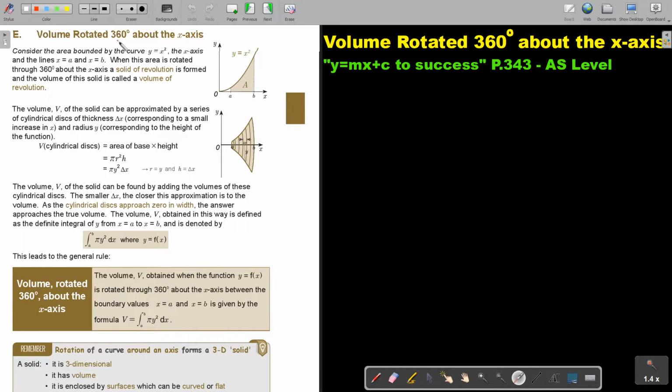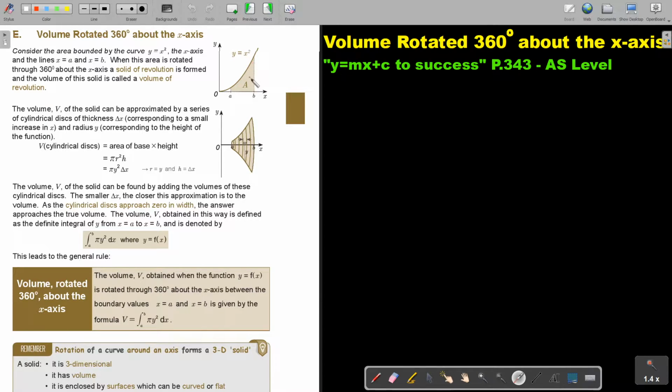Volume rotated 360 degrees about the x-axis. Consider the area bounded by the curve y equals x squared. Here's the curve, the x-axis, and the lines x equals a and x equals b. When this area is rotated through 360 degrees about the x-axis, a solid of revolution is formed, and the volume of this solid is called a volume of revolution. It's almost like this picture.